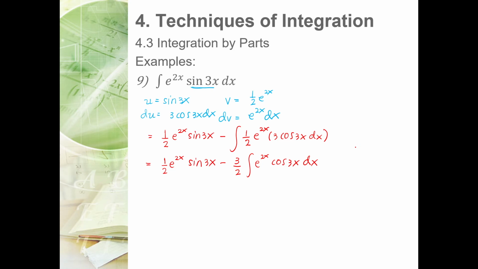So if you're looking at the equation again, it seems we are back to integration by parts, right? And I think this one is the same as example number 7. So this will become u equal to cosine 3x, then du is equal to negative 3 sine 3x dx. Then your dv is e raised to 2x dx, and v is equal to 1 half e to the power of 2x.